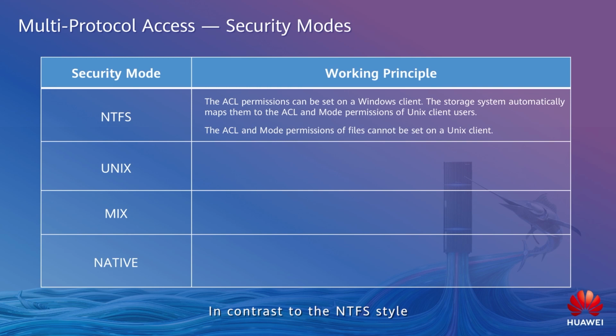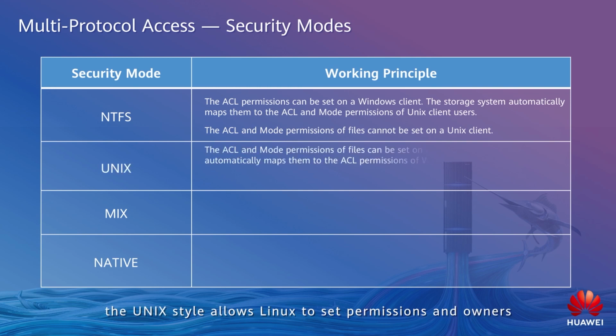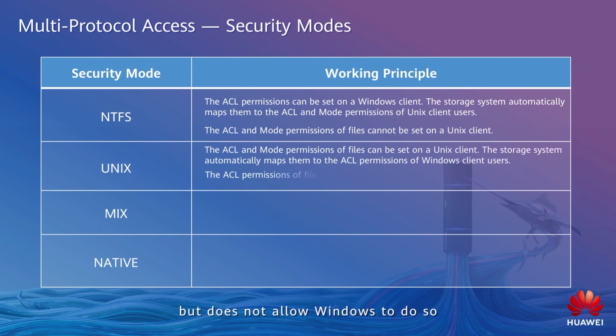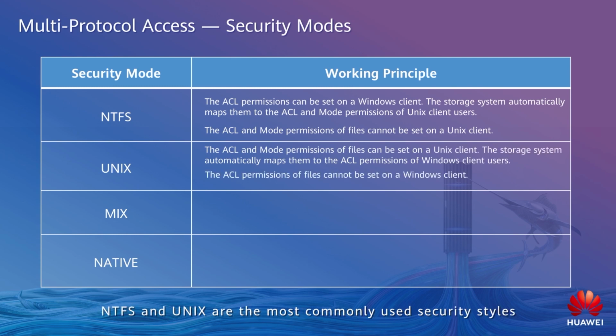In contrast to the NTFS file, the Unix style allows Linux to set permissions and owners, but does not allow Windows to do so. NTFS and Unix are the most commonly used security styles, but either Windows or Linux is mainly used to set permissions in a multi-protocol access scenario, and the two security styles will help simplify permission management.